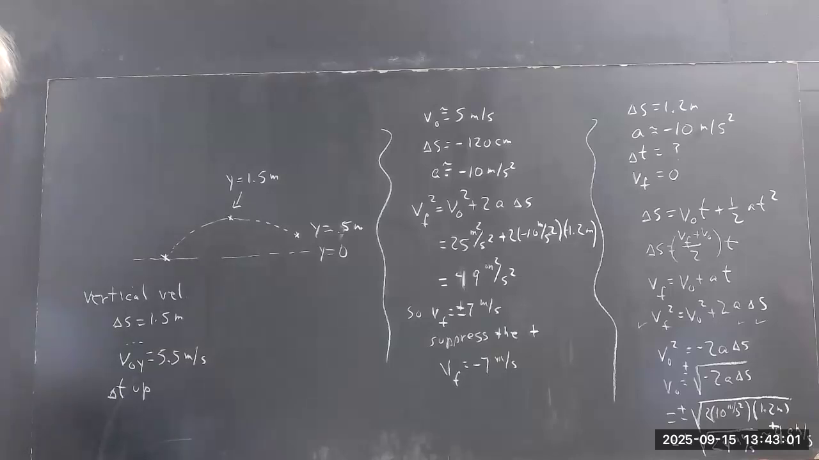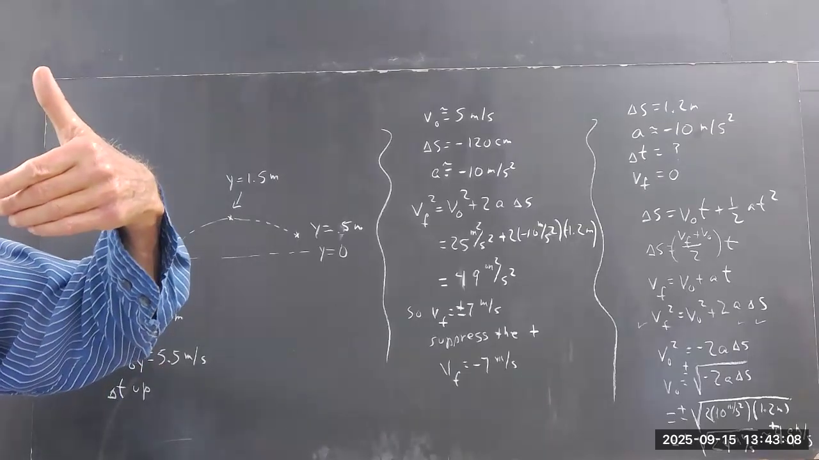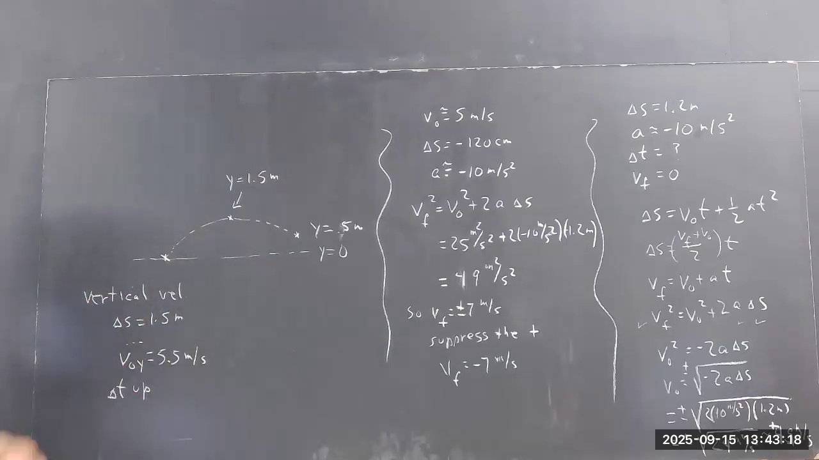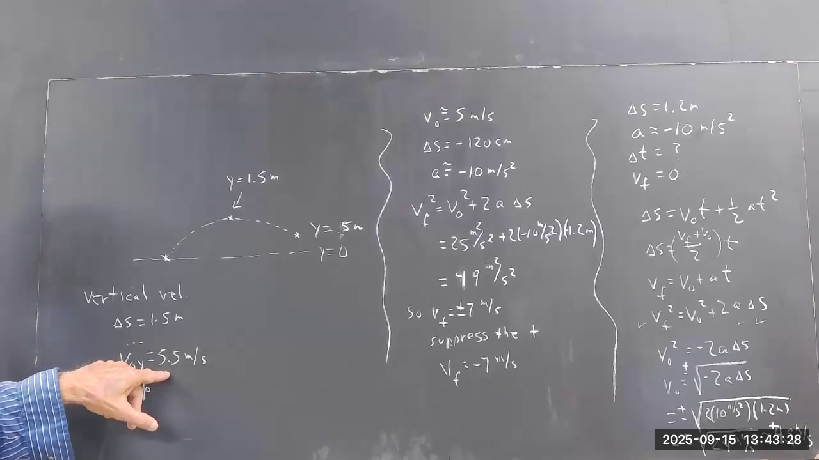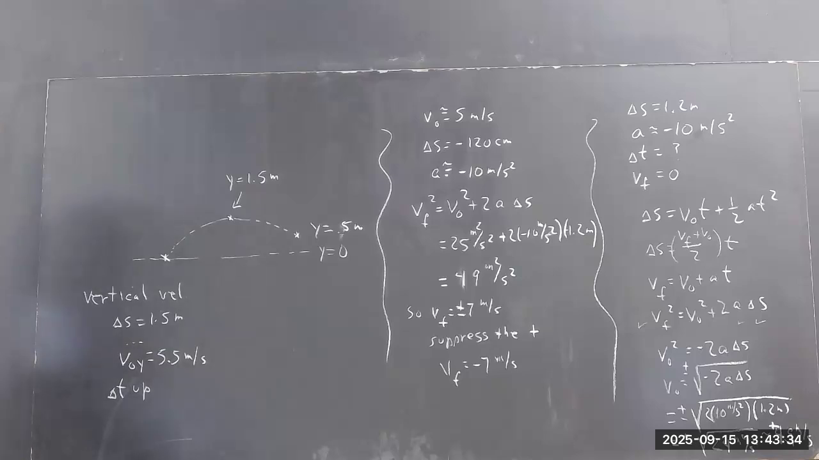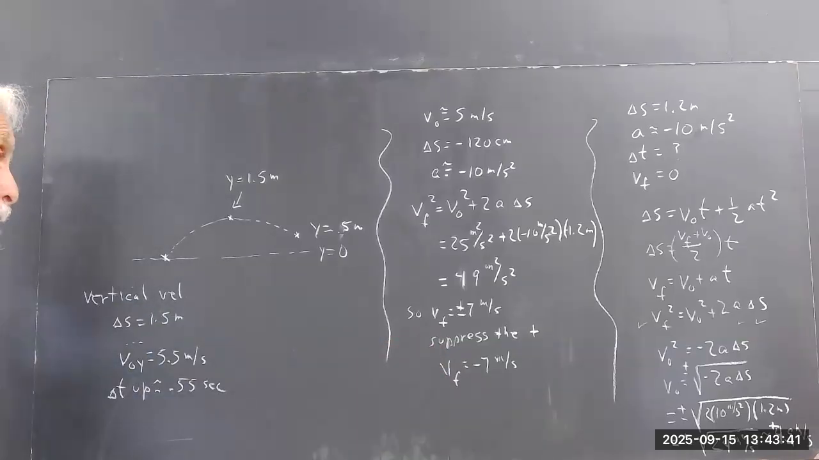And the time interval to go up, well, that's actually pretty easy. 5.5 meters per second and acceleration of -10 meters per second squared. If we change -10 meters per second, it's going to take a second, right? We change -5.5 meters per second between here and here, it's going to take 0.55 seconds. You can work that out with the equations, and everybody seems to be pretty good with the equations, so I don't think you're going to have any trouble working that out. Okay?